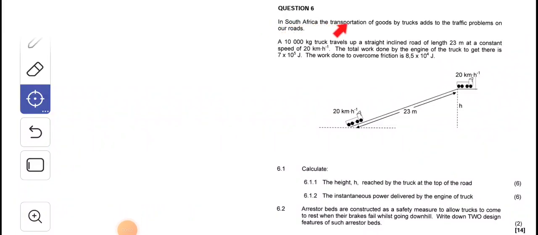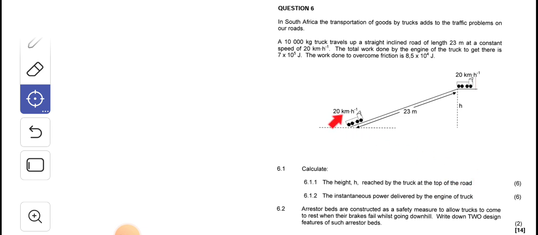In South Africa, the transportation of goods by trucks adds to the traffic problems on our roads. A 10,000 kilogram truck travels up a straight inclined road of length 23 meters at a constant speed of 20 kilometers per hour. The total work done by the engine of the truck to get there is 7 times 10 to the power 5 joules. The work done to overcome friction is 8,5 times 10 to the fourth power joules. Now here we need to calculate the height h reached by the truck at the top of the road.